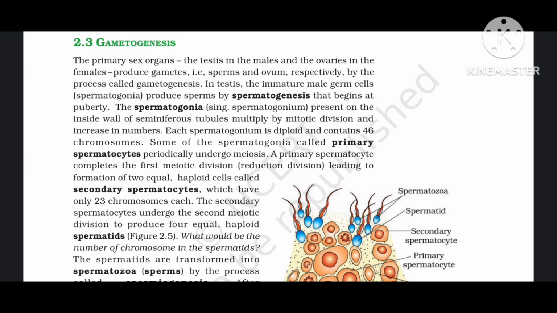Each spermatogonium is diploid and contains 46 chromosomes. Some of the spermatogonia, called primary spermatocytes, periodically undergo meiosis. A primary spermatocyte completes the first meiotic division, the reduction division, leading to formation of two equal haploid cells called secondary spermatocytes, which have only 23 chromosomes each. The secondary spermatocytes undergo the second meiotic division to produce four equal haploid spermatids.